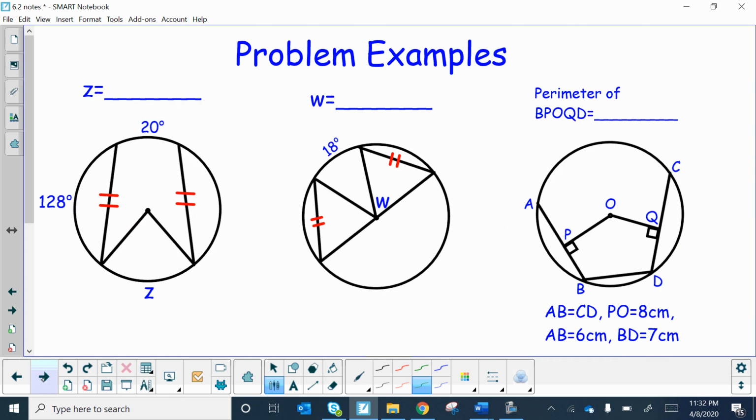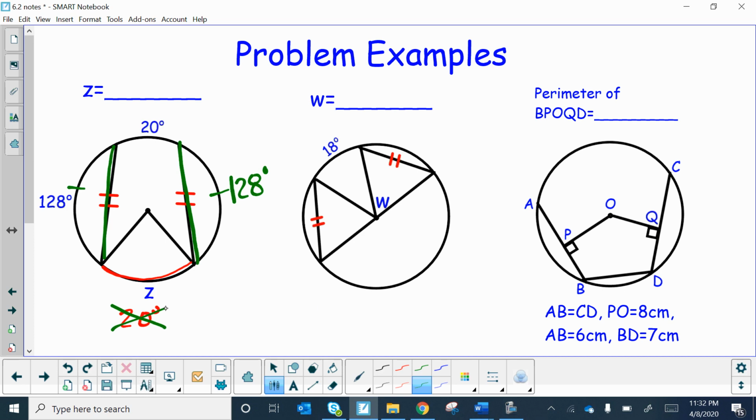All right, so let's apply those conjectures to some problems here. So it's asking us to find the measure of arc Z right here. So a lot of people are going to say, oh, that's 20 degrees because it's 20 over on the other side. Nope. You have to realize that if this chord is congruent to this chord, you should automatically mark its arc congruent to its other arc, okay? So remember, congruent chords mean congruent arcs. So that means that's 128 degrees.